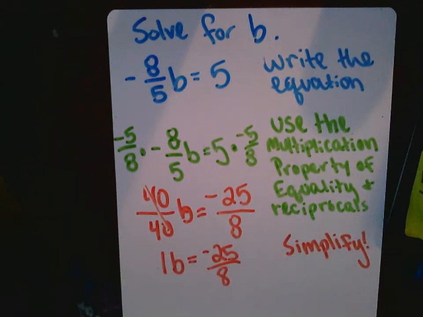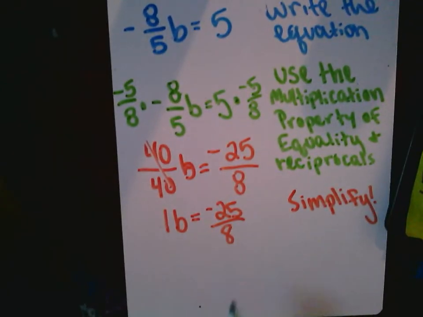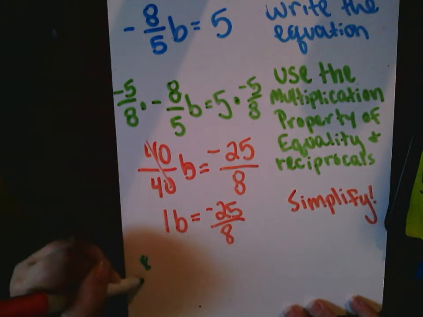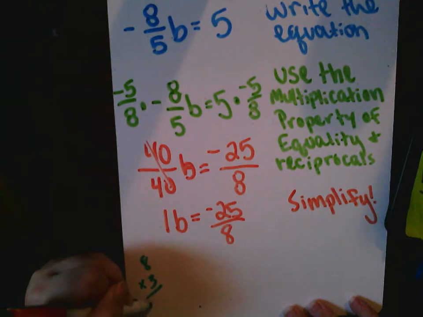And the only way that we can simplify this anymore is if we turn it into an improper fraction. No, it's already an improper fraction. We would have to change it into a mixed number. And so to do that, I like to think of it as 8 goes into 25 how many times? It goes into it 3 times, and you get 24, right? 8 times 3 is 24.